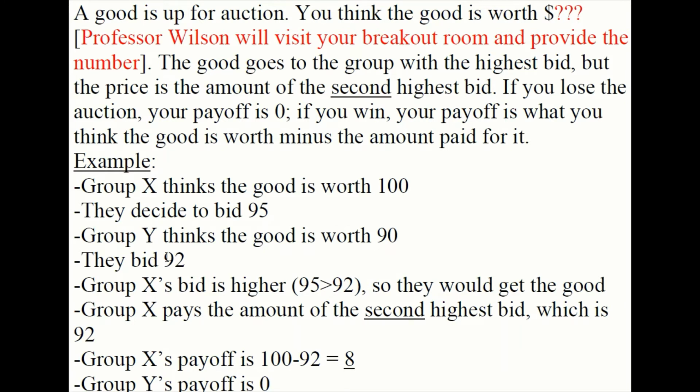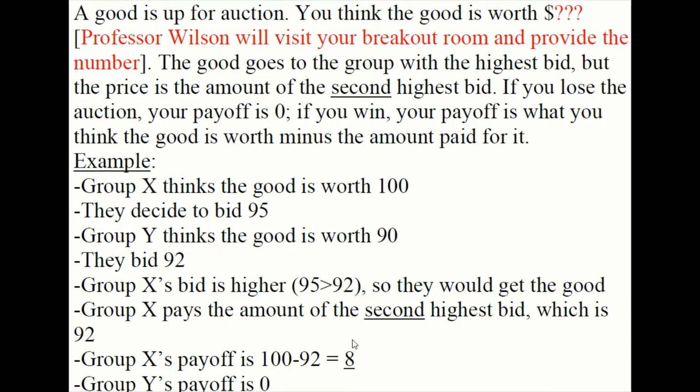Now, while group X bid 95, they don't pay 95. They pay the second highest bid. And that second highest bid is 92. So that's what they are paying. So group X's payoff is what they think the item's worth, 100, minus what they're paying, the second highest bid of 92. 100 minus 92 is 8. Now, Group Y did not win the auction, but they don't pay anything either, so they're getting 0.